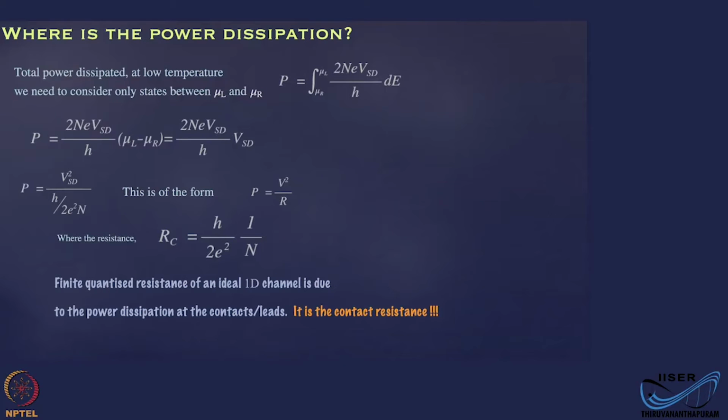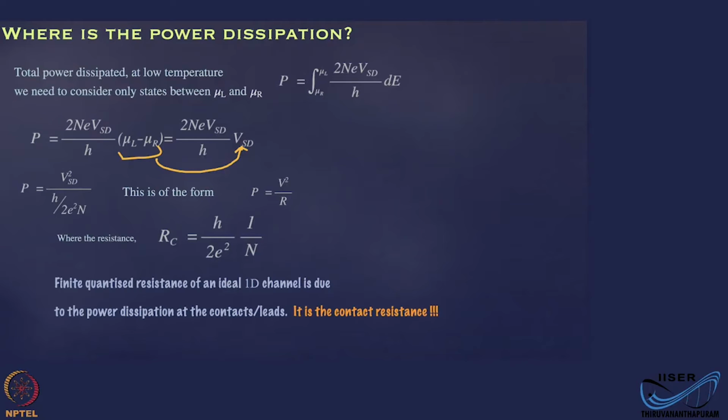Now, this is the same formula that we just saw in the previous slide. And here we need to consider mu r and mu l, because our assumption is there are no other states taking part in the transport. Okay, and all this discussion happens in the linear transport regime, where most of the transport is between mu r and mu l, and the Fermi distribution is mostly sharp. Okay. So when you integrate it, what you are going to get is 2N eVSD by h, mu l minus mu r. And that's going to give you 2N eVSD by h times eVSD, because mu l minus mu r is eVSD. Okay. So this you can write as V square SD divided by h by 2e square N. Okay, the power.